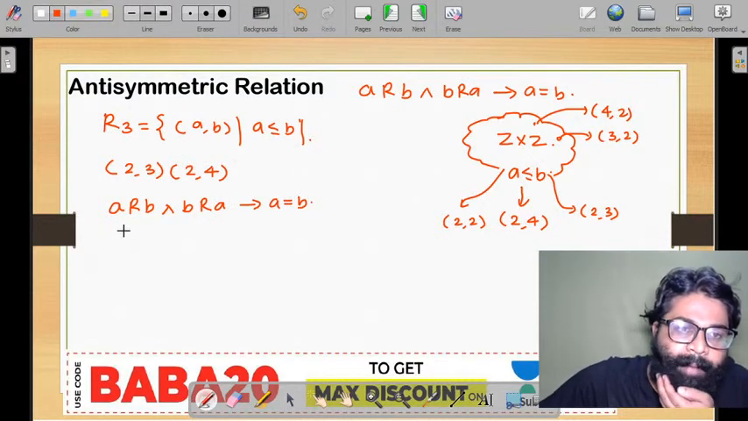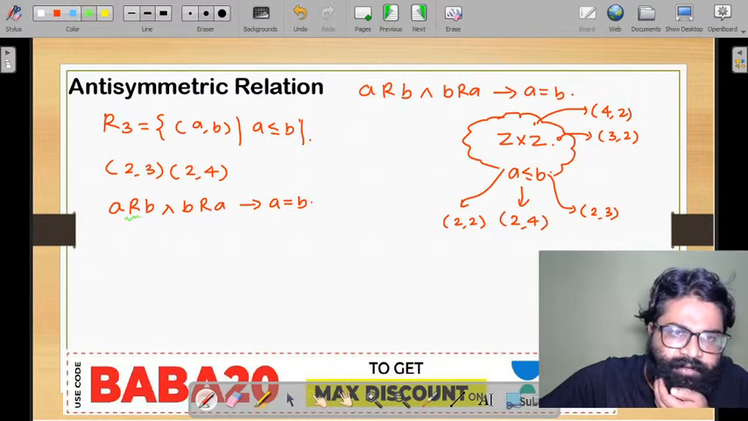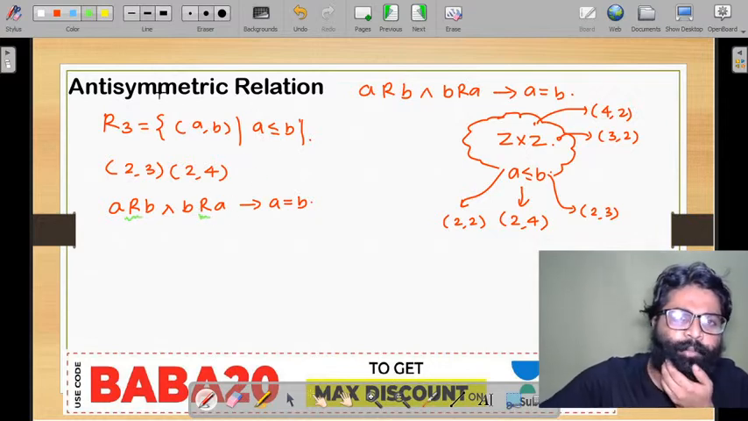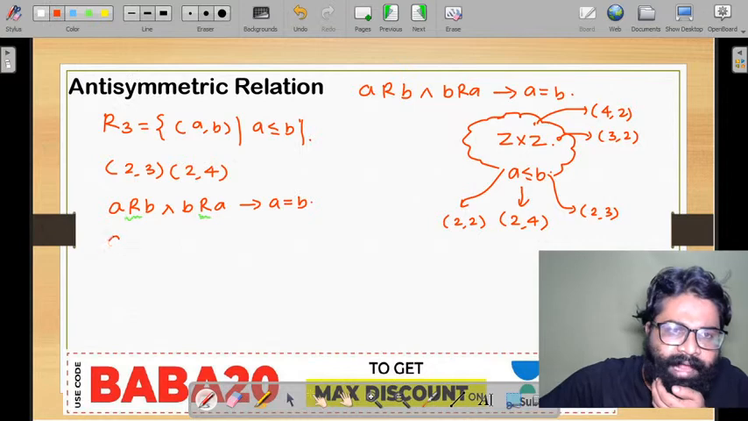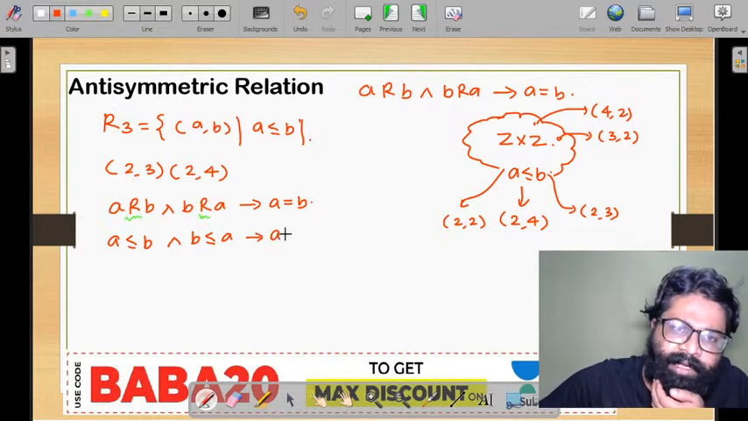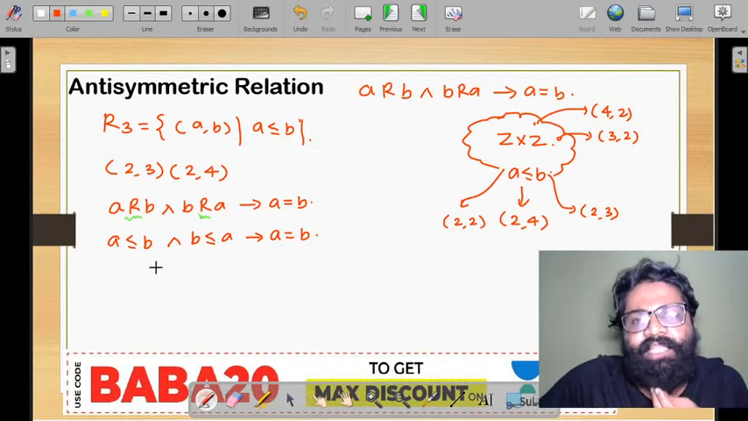Now, what will happen if I try to change the relation here? Instead of a relation, I will put less than or equal to. Now, A is less than or equal to B and B is less than or equal to A. Can I say that A is equal to B? Yes, definitely we can say that A is equal to B.